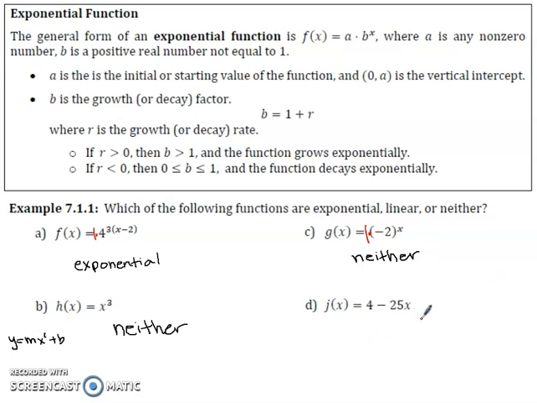Now D, we do not have any exponents at all, so this will not be exponential, but it could be linear if it can be written as y equals mx plus b. And I can write it as y equals mx plus b. J of x equals, I have a negative 25x and a positive 4. So m is negative 25 and b is 4, which means that this is going to be a linear function.